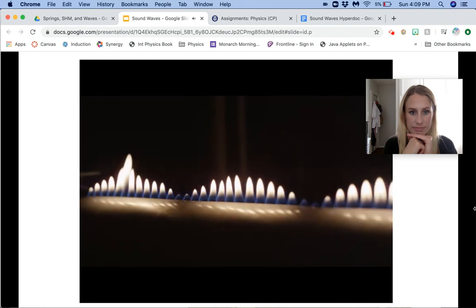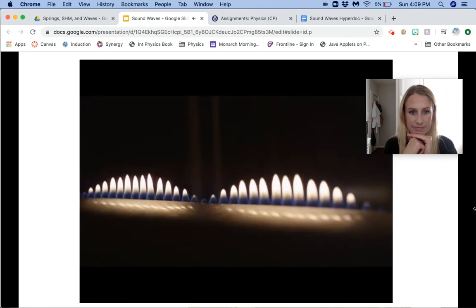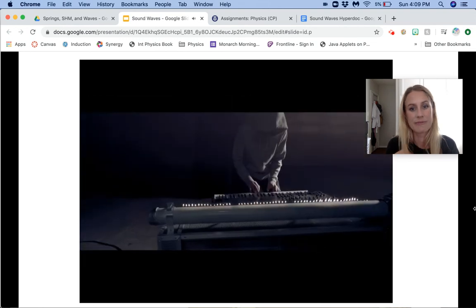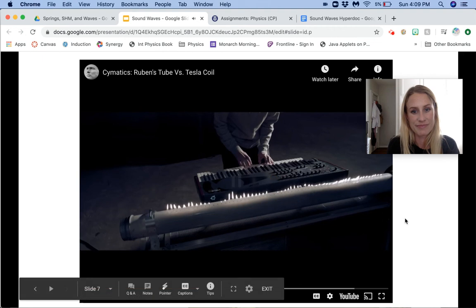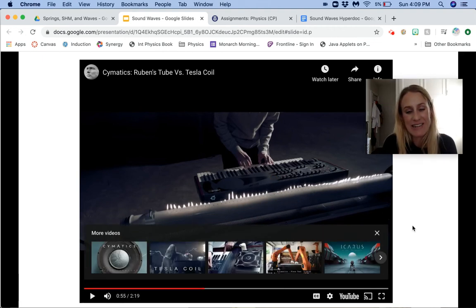It looks like a graphic equalizer, just made out of fire, which is really visually exciting. It looks like a Gothic organ or something like that. So pretty cool, right? So that's a little bit about just sound waves in general.